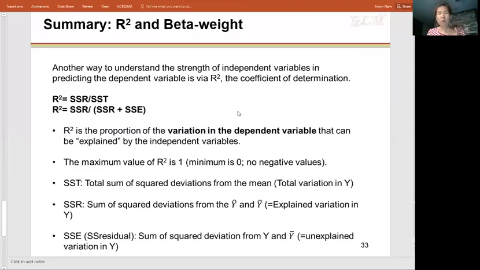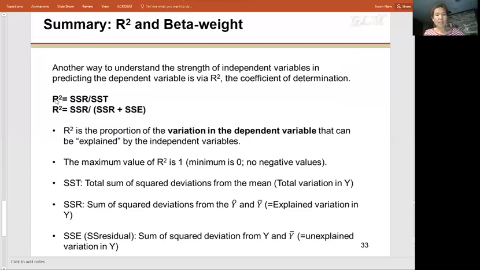Some people call SST SSY. So the denominator is the total variation, and SSR is the explained variation by the model. Sum of square total is equal to SSR plus SSE: sum of square regression plus sum of square errors, or residual. Okay.